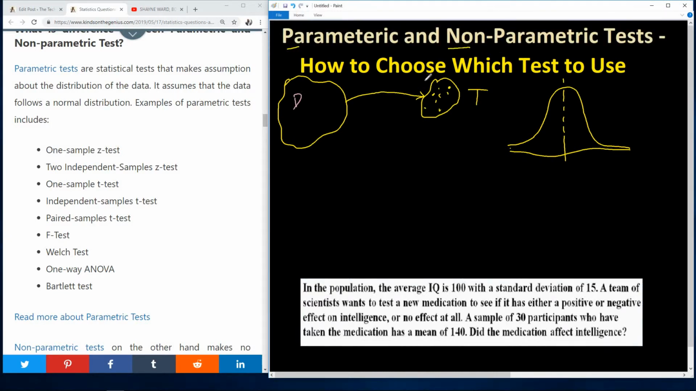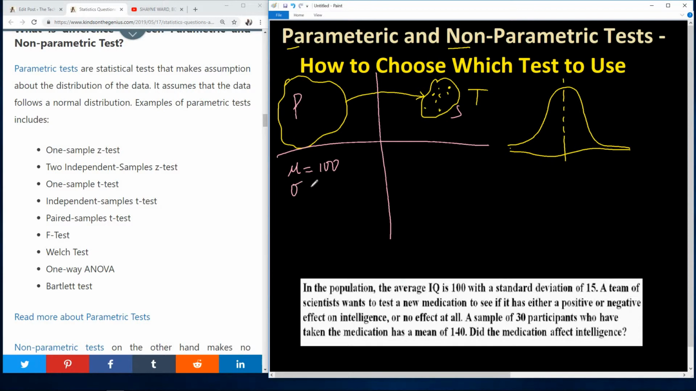So this is a population and this is our sample S. Okay. So let me draw this and then let's lay out the data we have. The average IQ of the population is 100, meaning that the mean or average of a population is represented by mu. The average IQ is 100. We also have a standard deviation of 15.